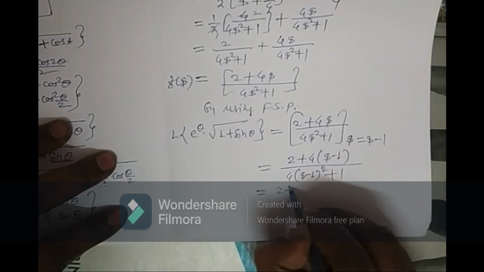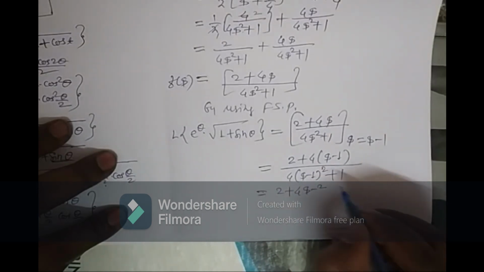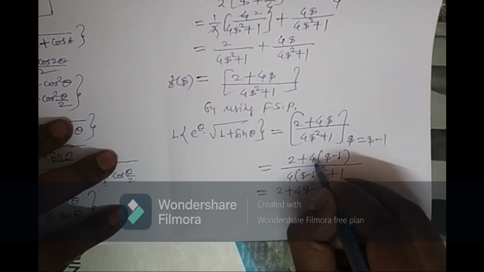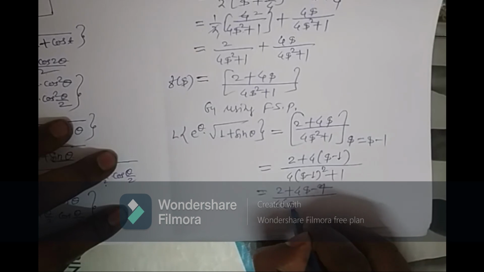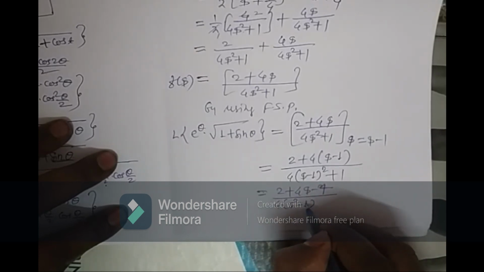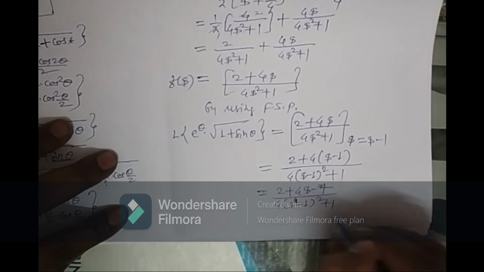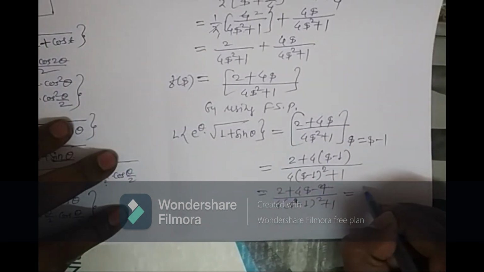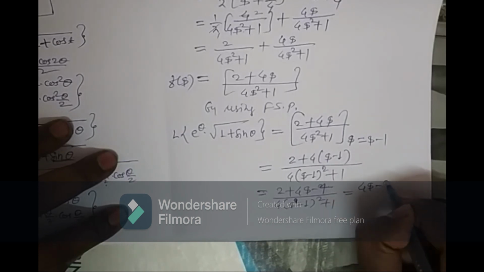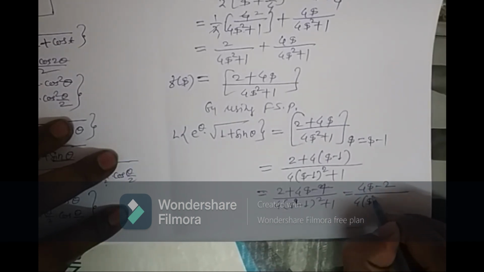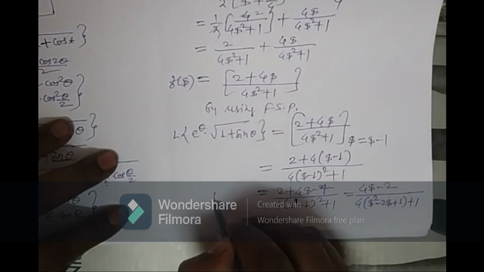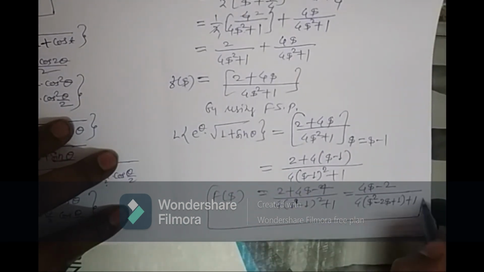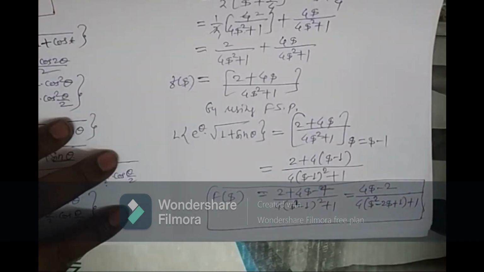So that is equal to 2 plus 4s minus 4, upon 4 in brackets s minus 1 whole square plus 1, and that is equal to 2 minus 4, that will be minus 2. So 4s minus 2 divided by 4 in brackets s square minus 2s plus 1, plus 1. You can simplify here also. This is your final answer. In this way we can solve such types of examples.